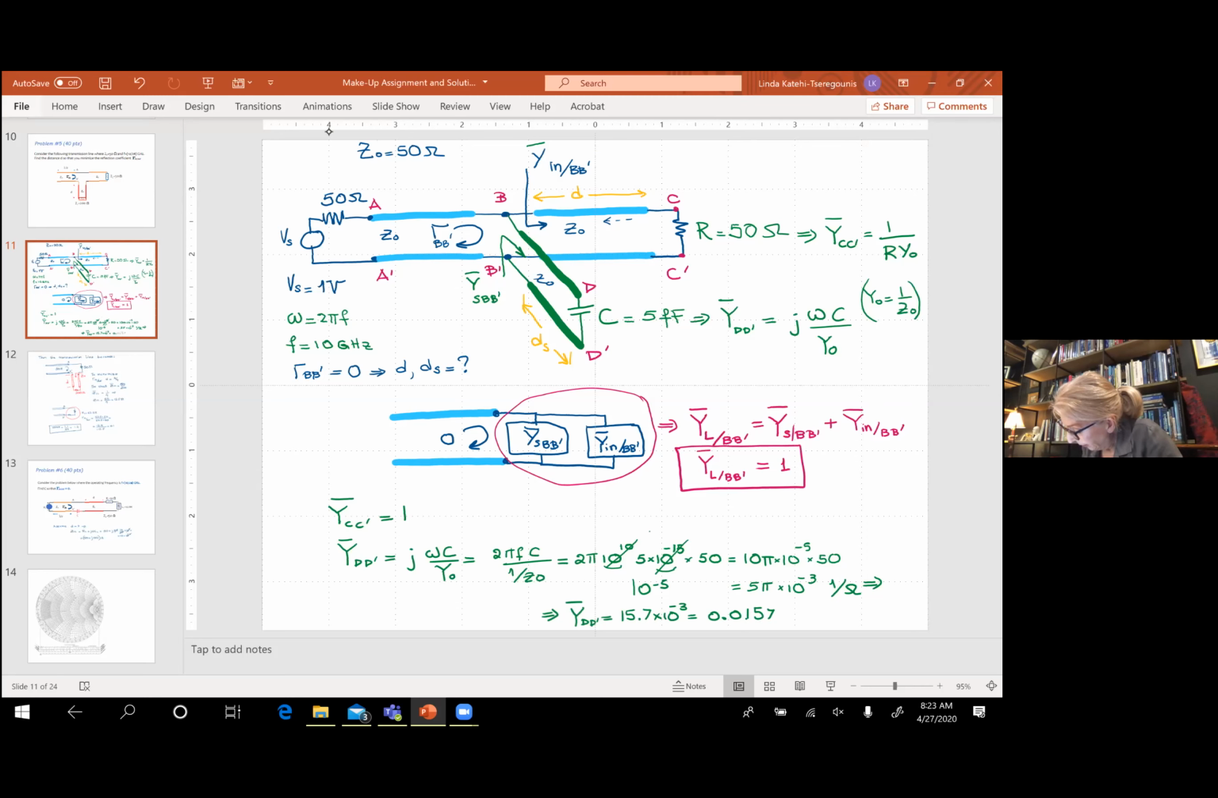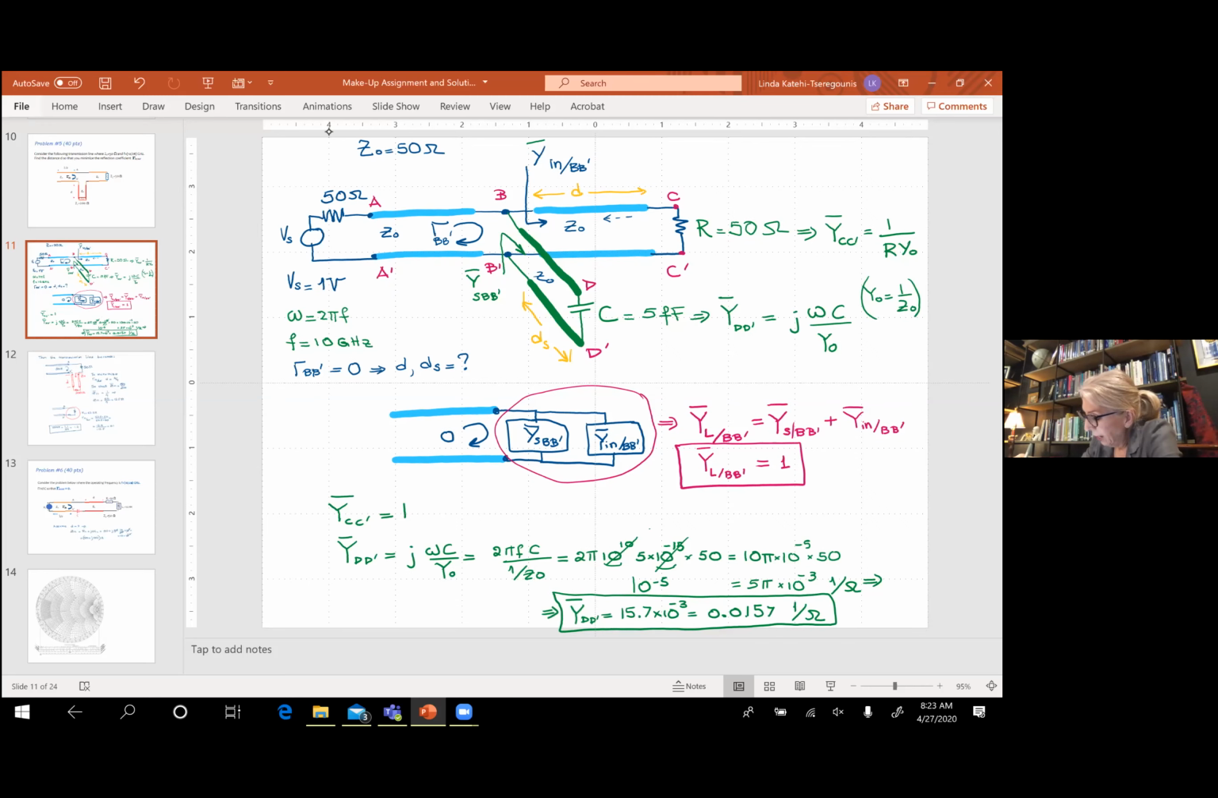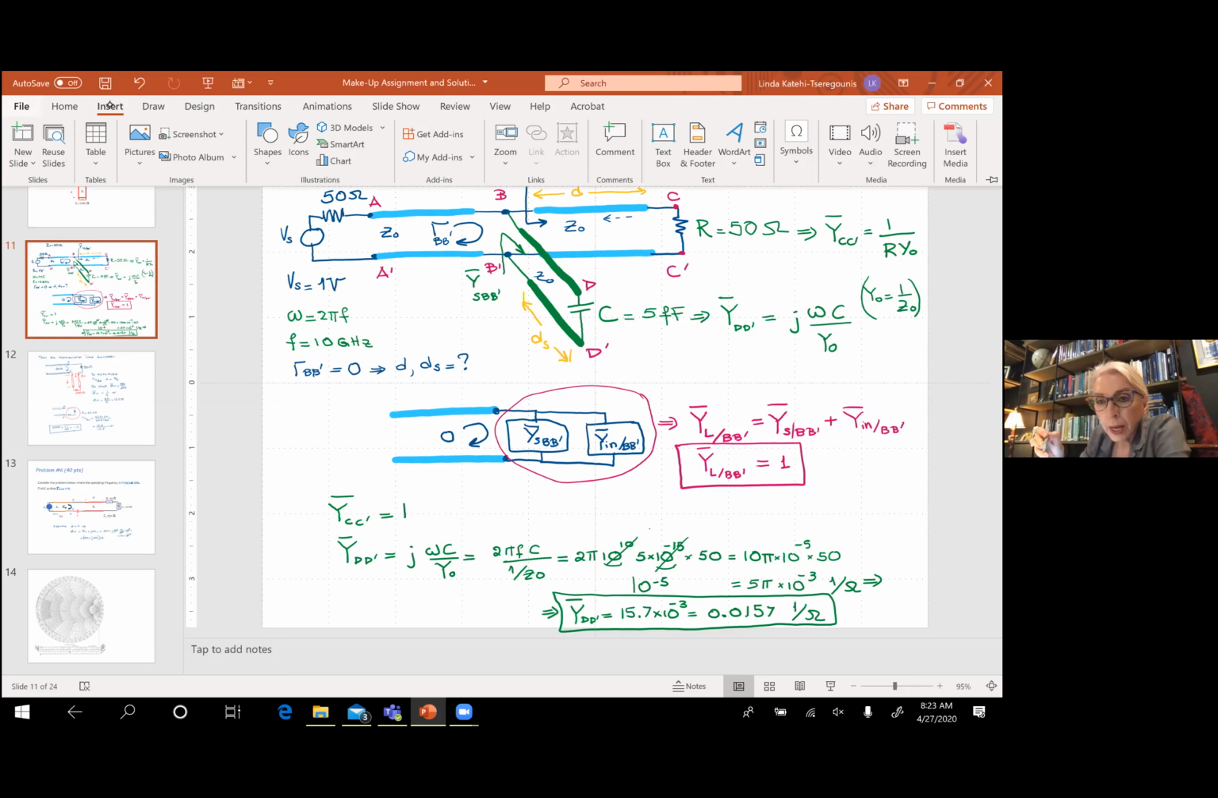0.0157, 1 over ohm. All right, so these are the two values we found. One here at the end, the other at the other end. So, two equations that we have to solve from this one. Any questions so far? Thank you, Cameron, for giving me the values. But do you guys have any questions so far before I proceed for the solution?